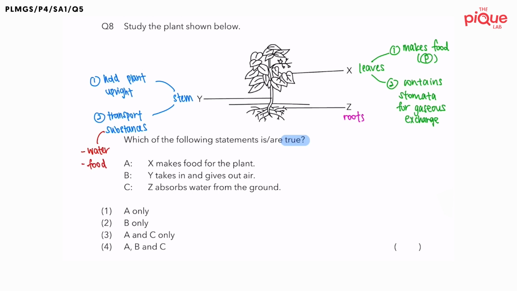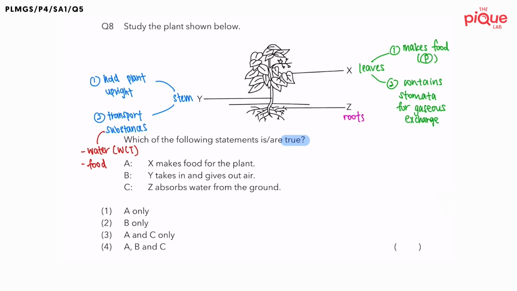So where does the water come from? Water comes from the roots. But how does the stem transport the water that's absorbed by the roots? The stem needs to have water-carrying tubes to transport the water absorbed by the roots up to the rest of the plants. How about the food?